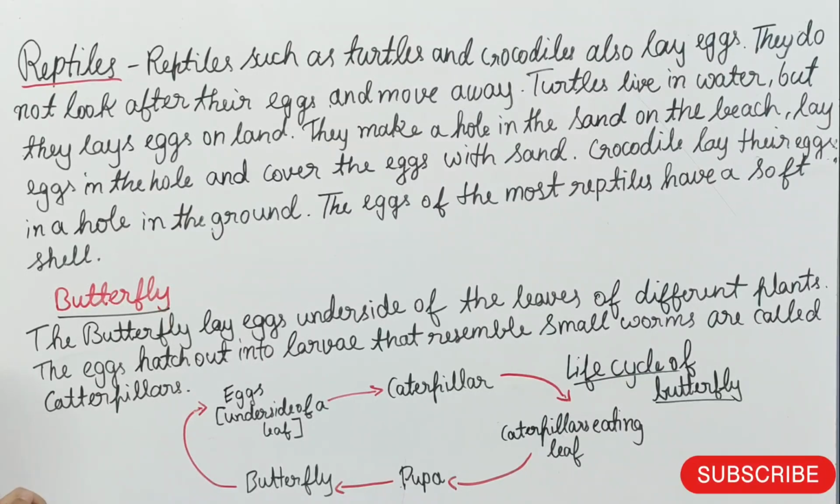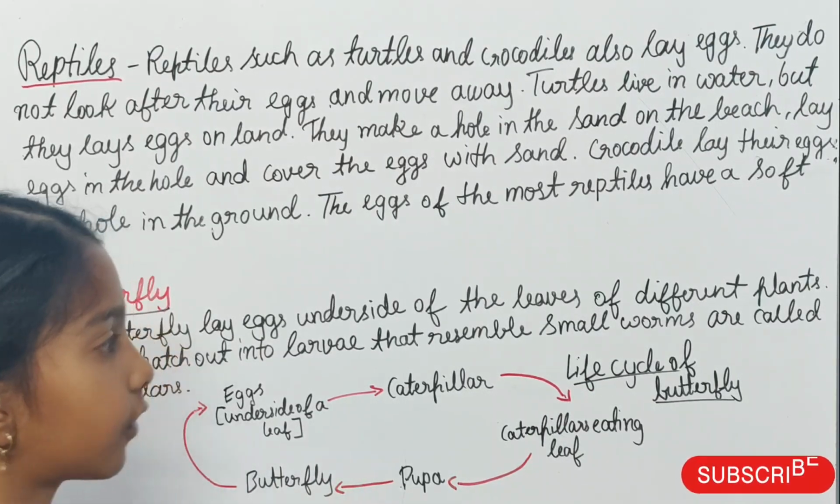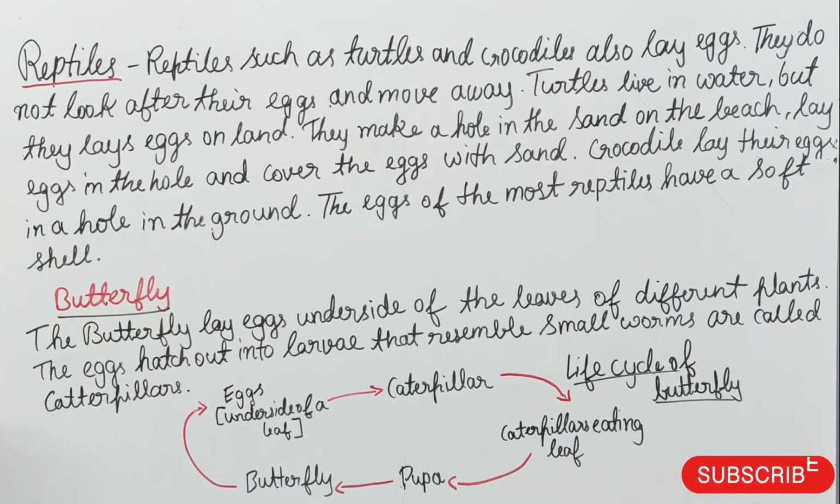ओके, बटरफ्लाई. सो द बटरफ्लाई एक इंसेक्ट है, तो इंसेक्ट भी अंडे देते हैं. The butterfly lays eggs under the side of the leaves of different plants. जो बटरफ्लाई होते हैं वो अंडे देते हैं दूसरे प्लांट्स में, मतलब कोई से भी प्लांट्स के जो लीफ होते हैं उसके अंदर देते हैं, ठीक है?